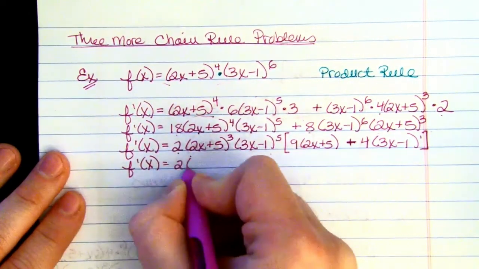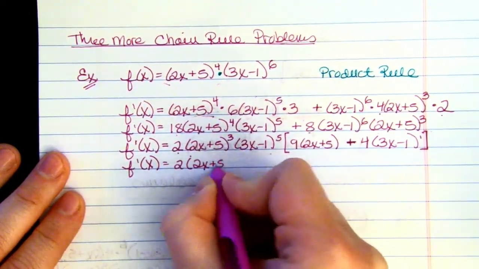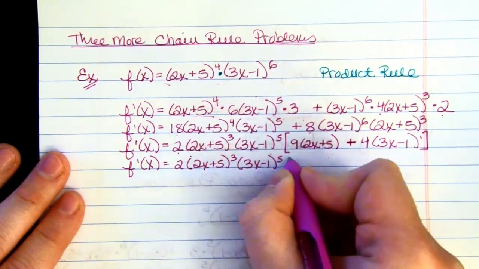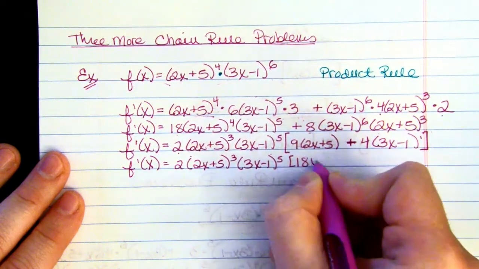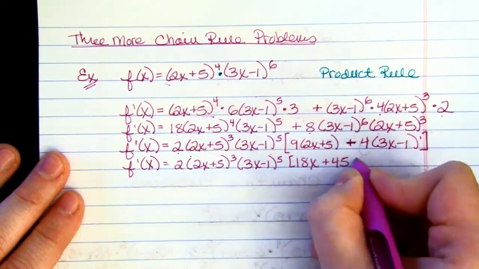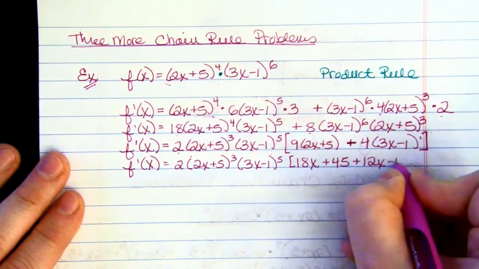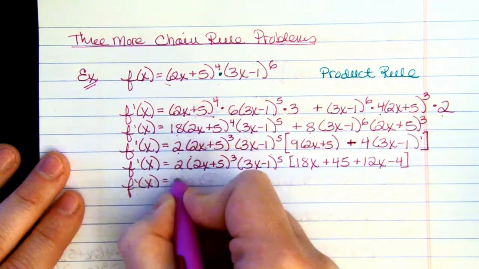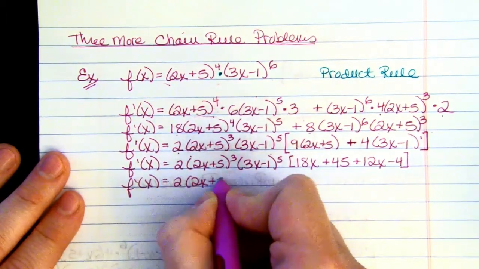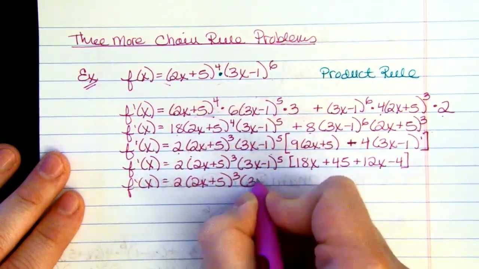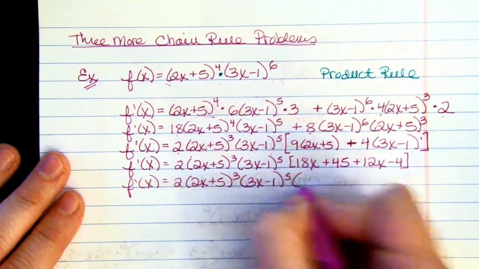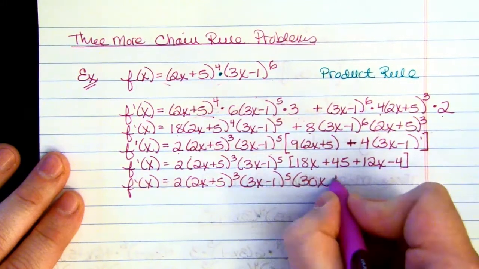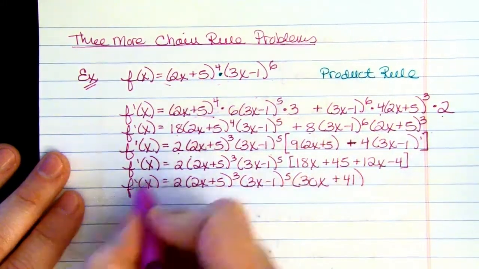I'm going to get 2 times (2x + 5)^3 times (3x − 1)^5 times 18x + 45 + 12x − 4. I'll combine like terms: 2 times (2x + 5)^3 times (3x − 1)^5 times, let's see, this looks like 30x plus 41.